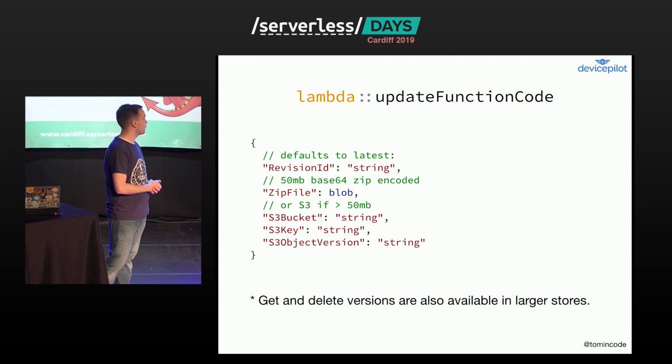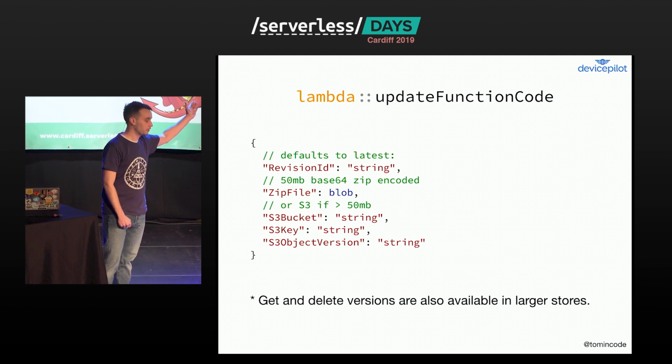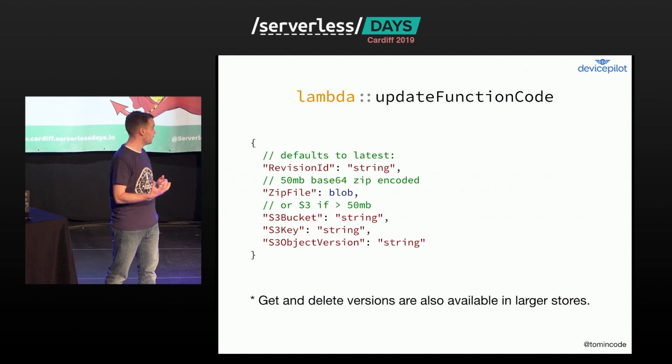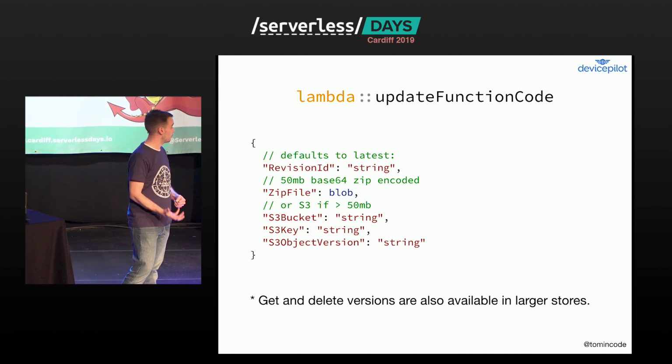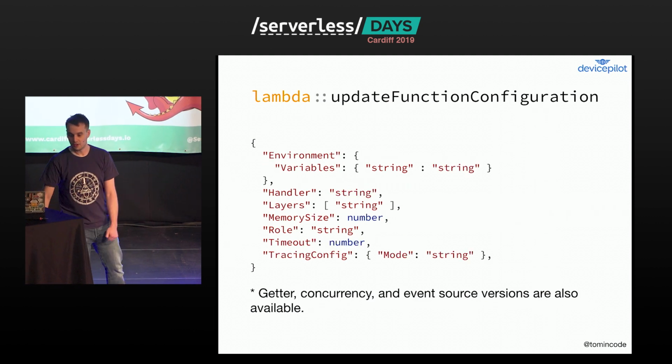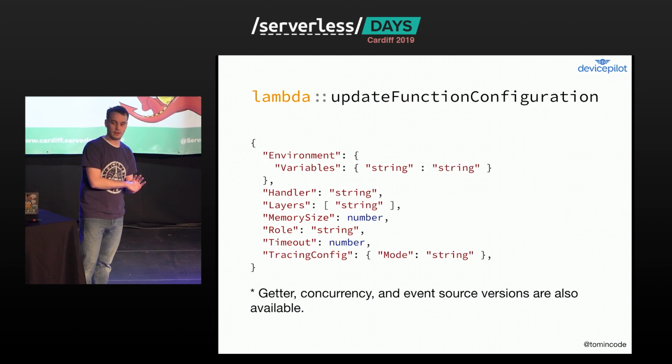So let's have a look at the two main culprits. Update function code, that's fairly obvious. When you run it, it changes the code of the next invoked version of that Lambda.